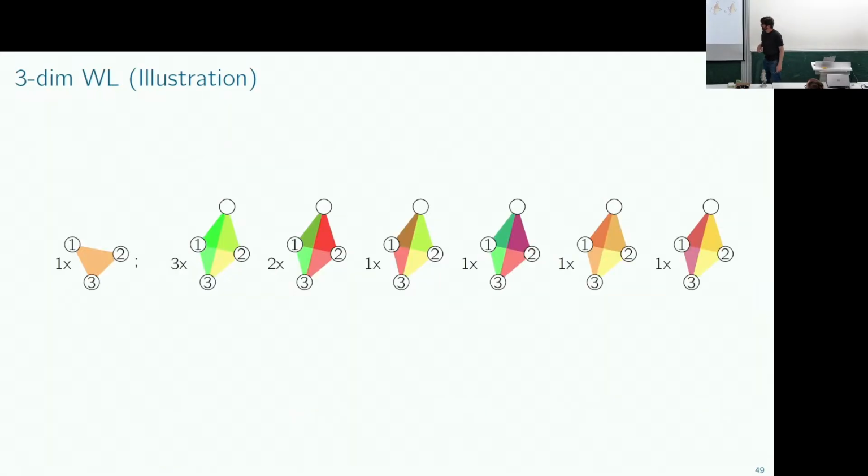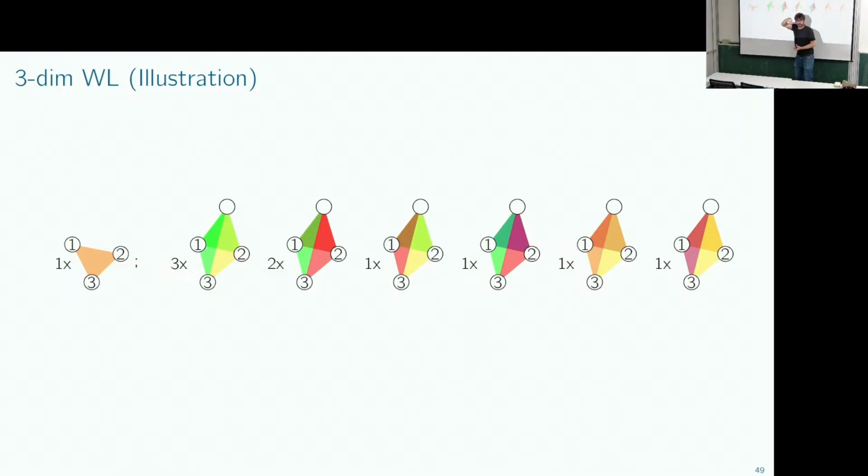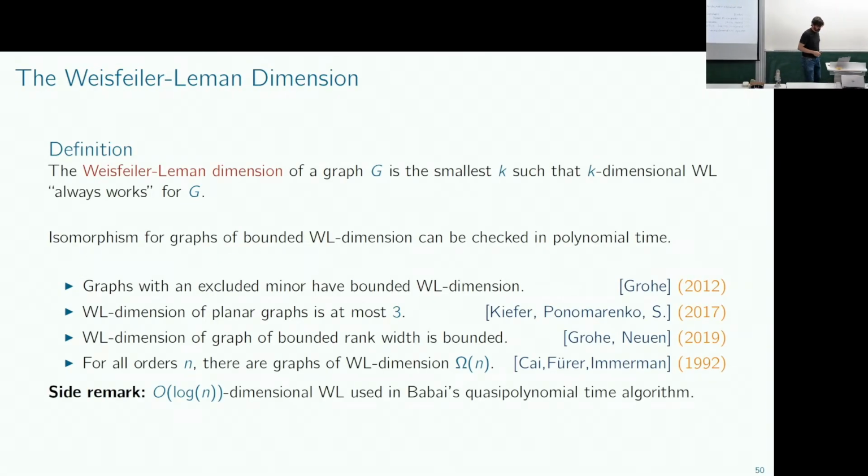There's a 3-dimensional version where you color triples, and you color them the tetrahedrons sitting above the triples and so forth, but let's not go into detail. Okay. The Weisfeiler-Leman dimension is now how high do I have to go? It's the least k that is needed so that the graph always is distinguished by the k-dimensional Weisfeiler-Leman, and this has been heavily researched in the past.